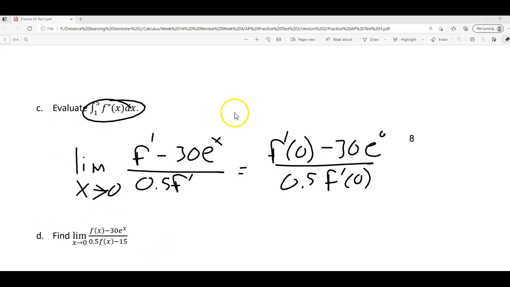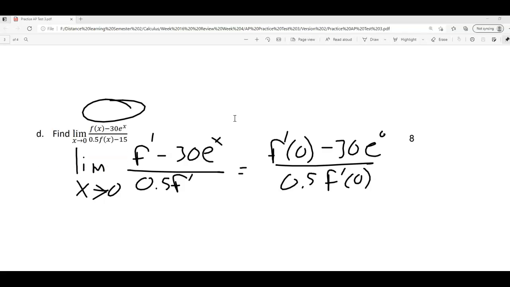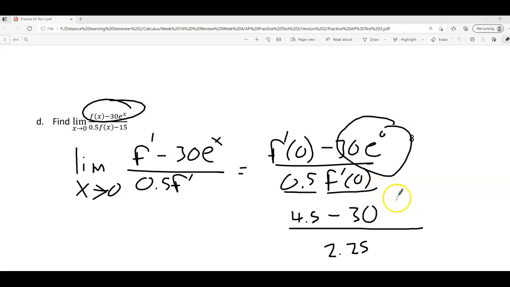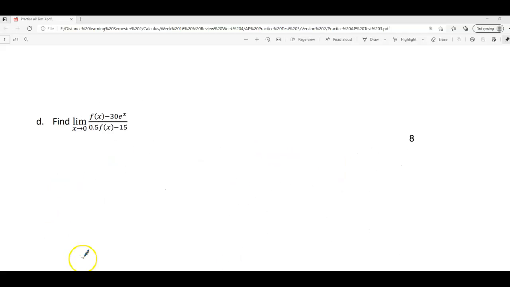So let's go take a peek at our table up here real quick. At 0, f prime is 4.5. So I'm going to replace f prime of 0 here with 4.5. This is just going to be 30 again. And 0.5 times 4.5, that's going to be what? 2.25. And I think I'm going to go ahead and avoid having to simplify that and leave it just like that, because that's good enough. Right? Go ahead and move on to the next FRQ.